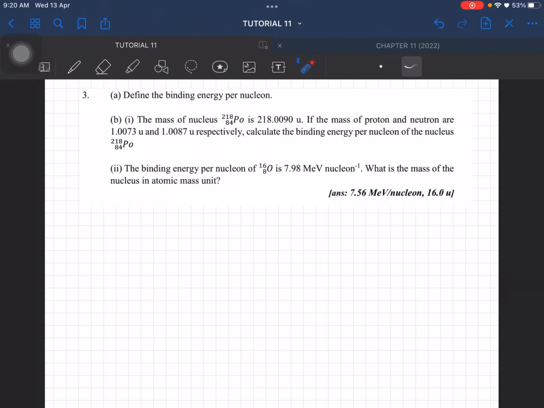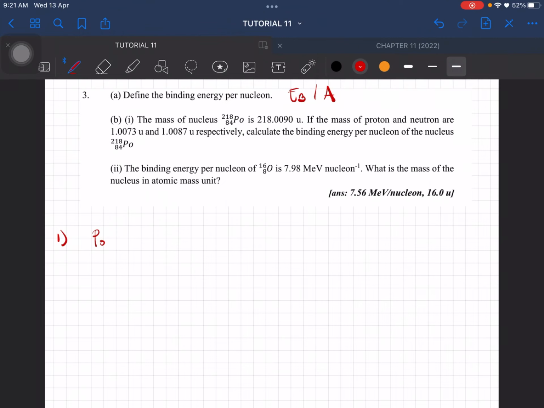Question 3. Define binding energy per nucleon. So binding energy per nucleon is the binding energy per nucleon number. That's it, per nucleon number. And then question B, number 1.